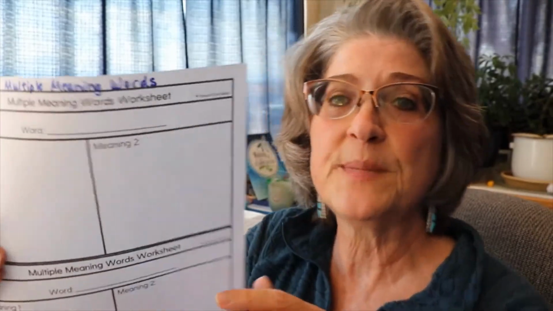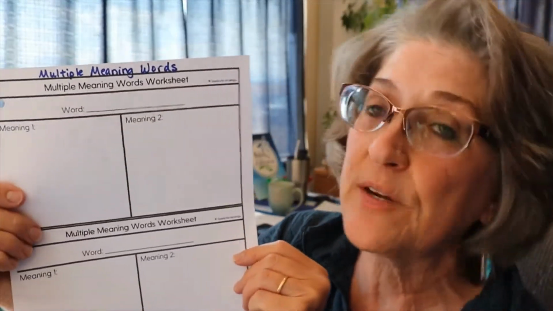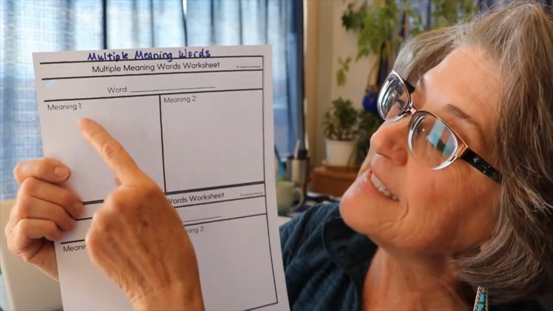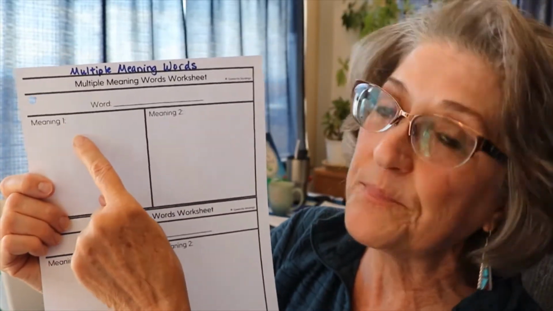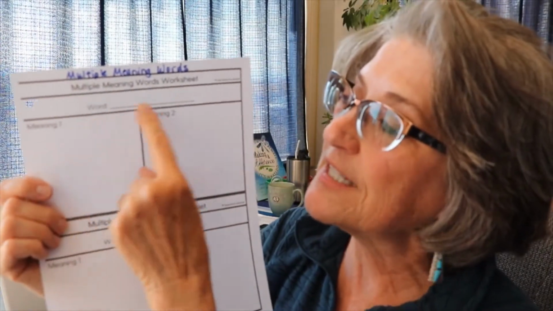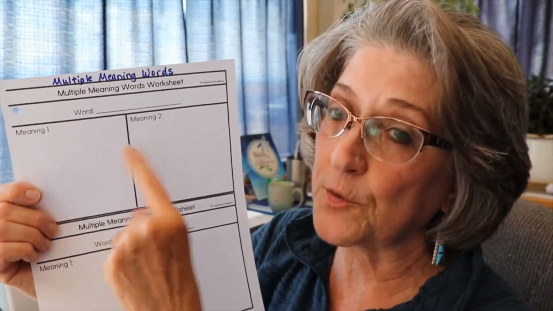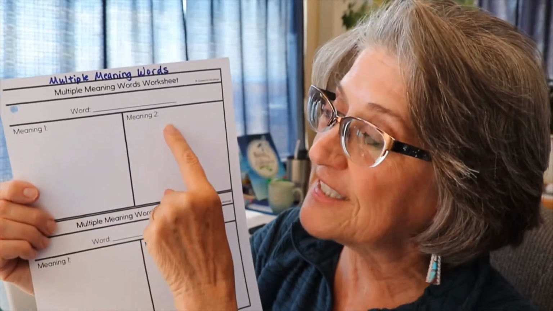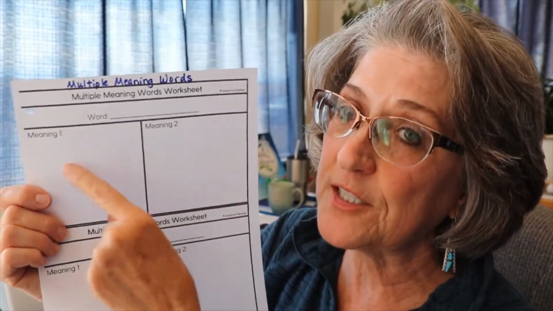With our multiple meaning words, we do have a worksheet that kind of gives you an idea. And here again, you don't have to write it out. You could just make a check mark if you want that, or you don't have to use the worksheet at all. But this kind of gives you an idea that we do want your child to know at least two meanings for each of those multiple meaning words.